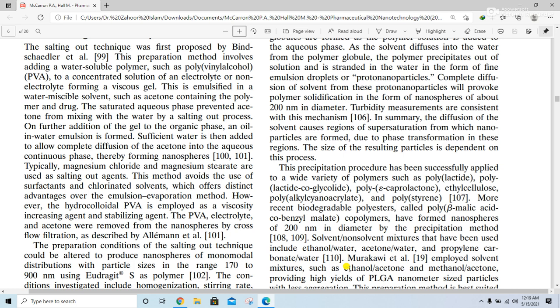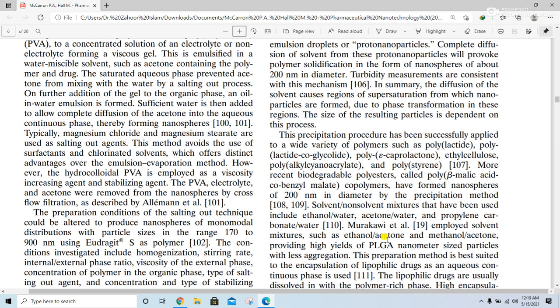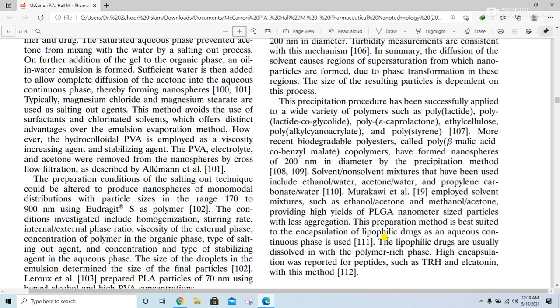Murakami and his co-workers employed solvent mixtures such as ethanol and acetone, and methanol and acetone, providing a high yield of PLGA nanometer-sized particles with less aggregation. This preparation method is best suited to the encapsulation of lipophilic drugs, as an aqueous continuous phase is used. The lipophilic drugs are usually dissolved in the polymer-rich phase. High encapsulation was reported for peptides such as TRH and L-glutamine with this method.